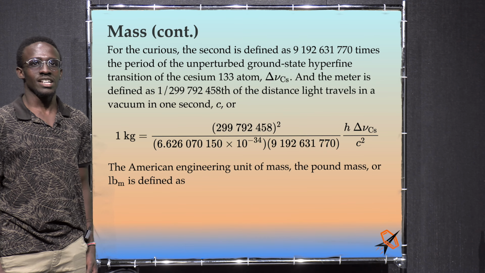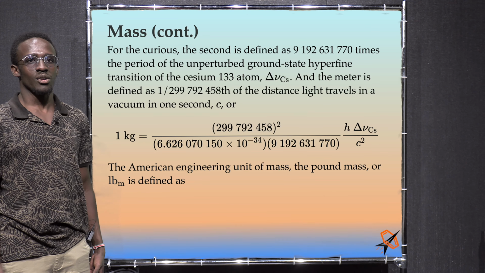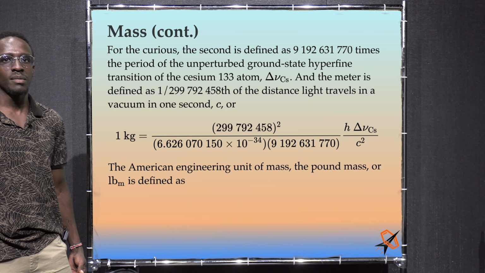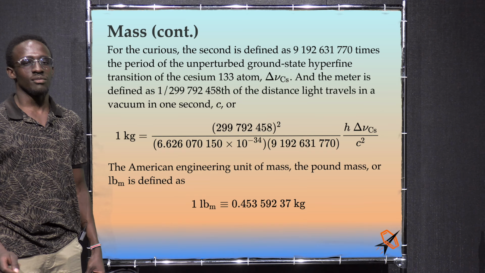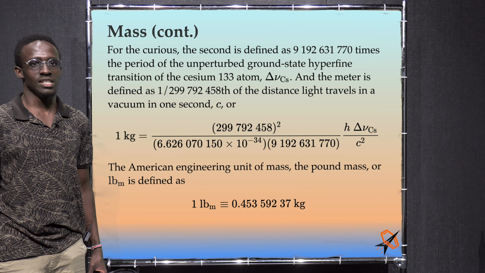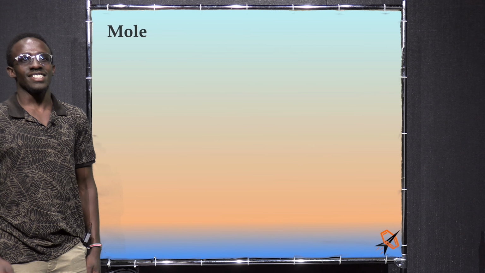The American engineering unit of mass, the pound mass, or the symbol lb_m, is defined as 1 pound mass is exactly 0.45359237 kg. The mole was discussed at length in the previous video.